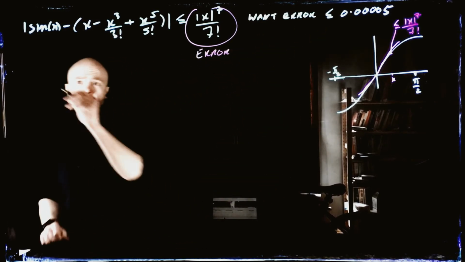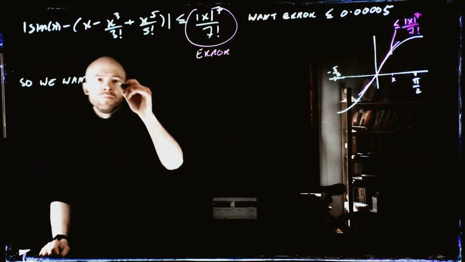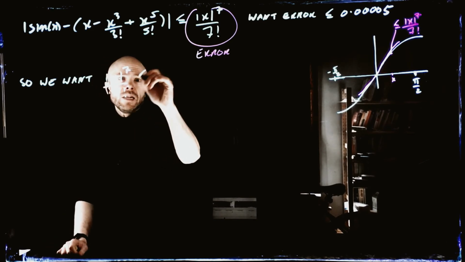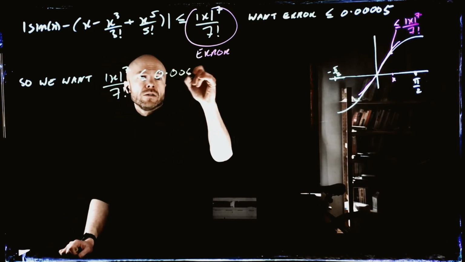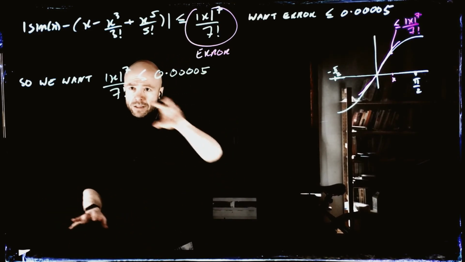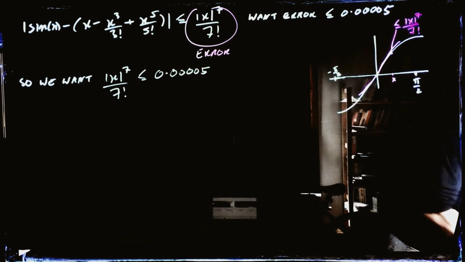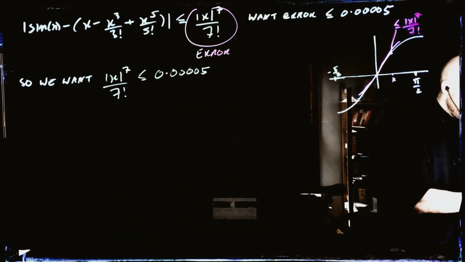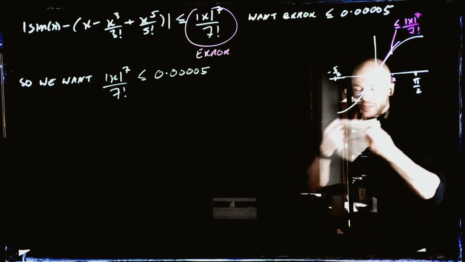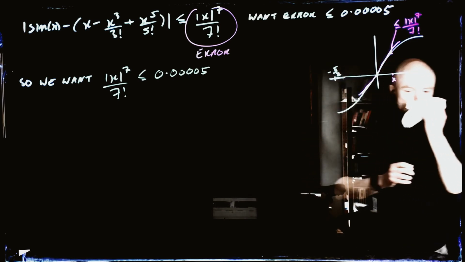So we want mod x to the power 7 over 7 factorial to be less than 0.00005. That's what we want. And for all x's for which this is true, then our approximation is within the error that we are prescribed, right? And all we've done is rephrase the information and the question in the language of math.